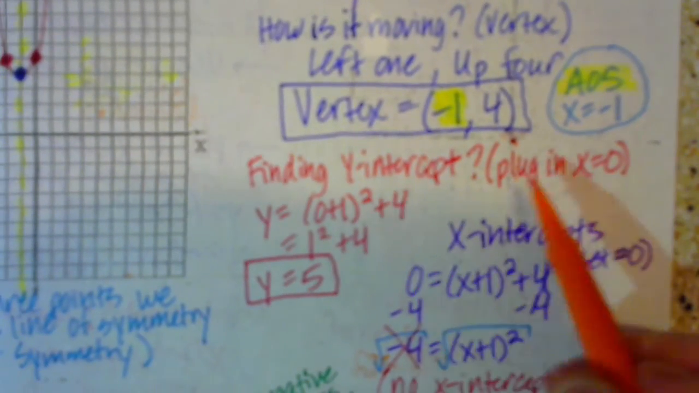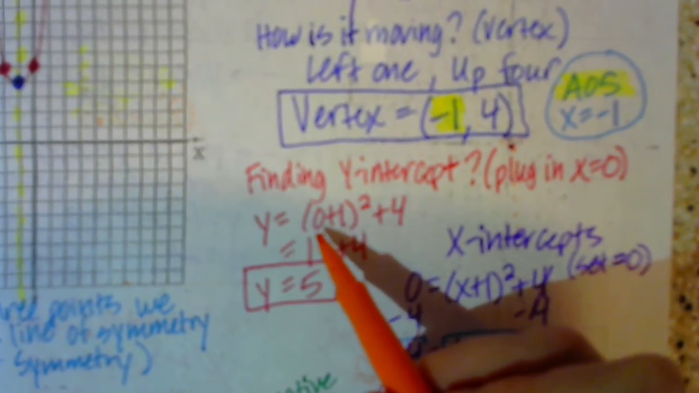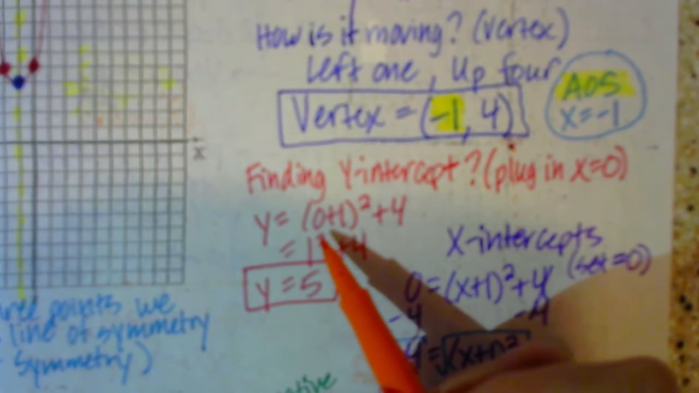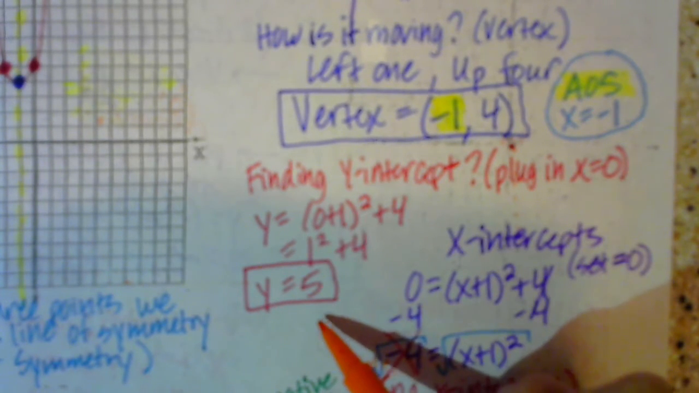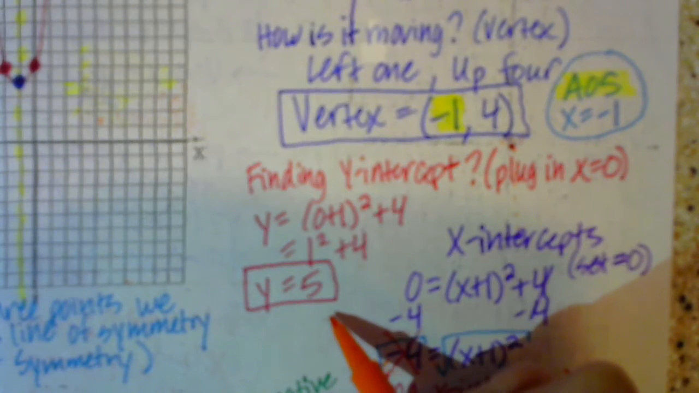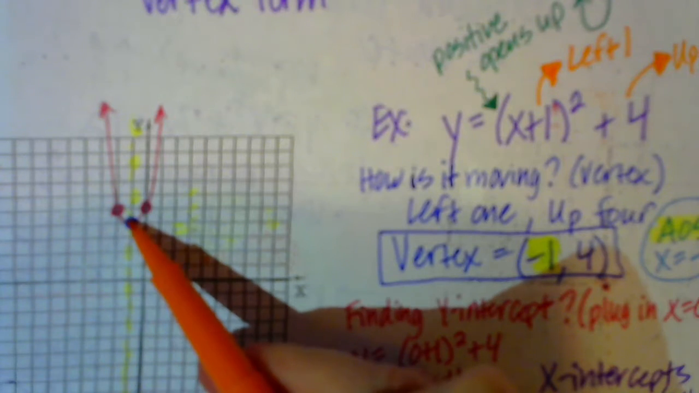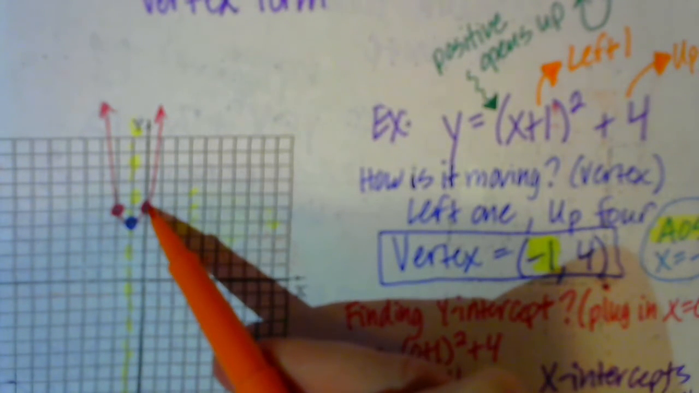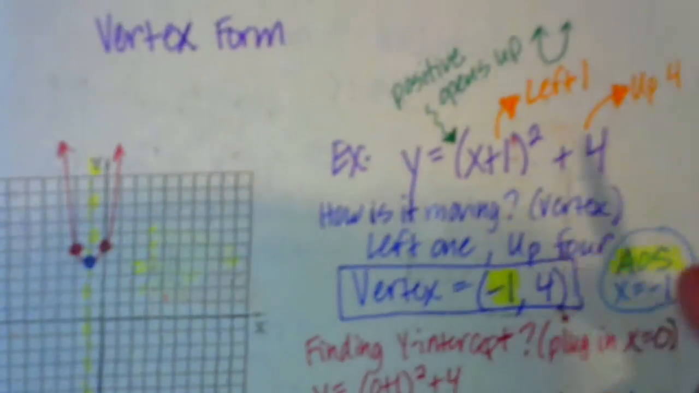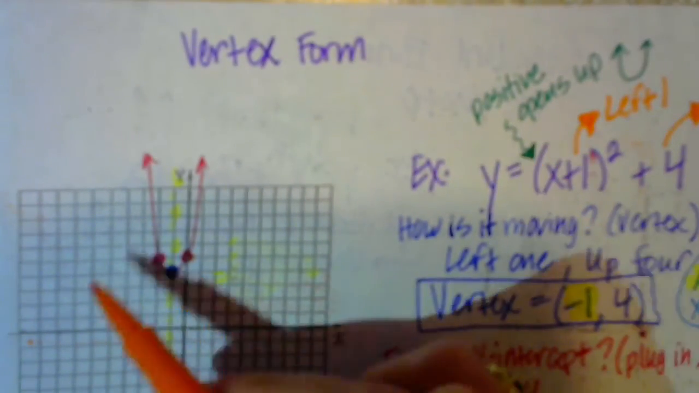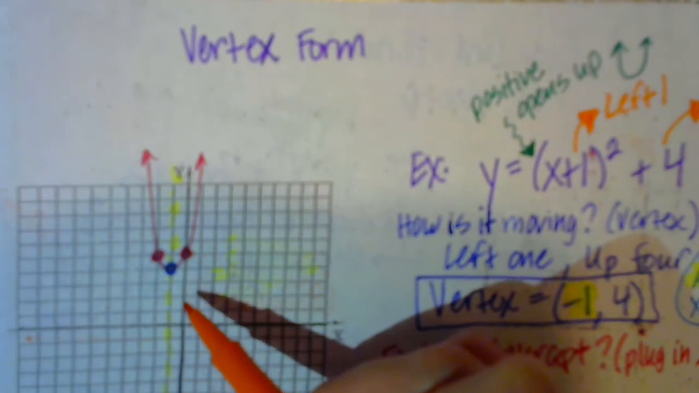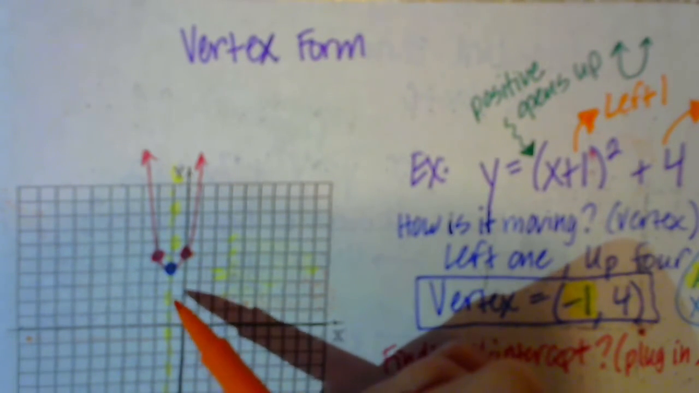So for y-intercept, I've got to plug in my 0 now. There's no shortcut on the y-intercept for vertex form. So I've got to plug in the 0 for x and do order of operations to get the y-intercept. Okay, so I've got a vertex, negative 1, 4. I've got a y-intercept of 5. I know it opens up because it's positive in the front. So I have enough to graph this one, plus it doesn't have any x-intercepts, and I'm going to prove that in a minute.